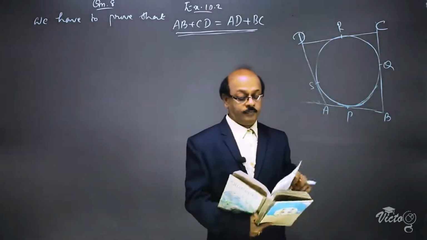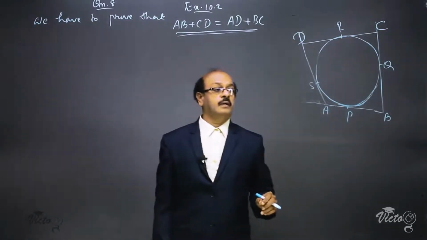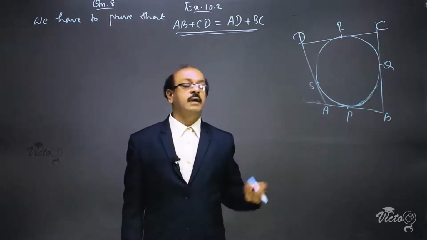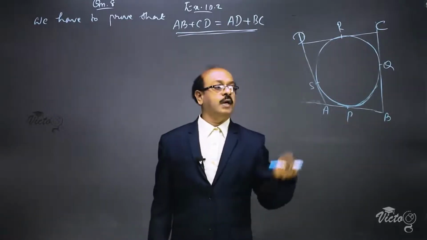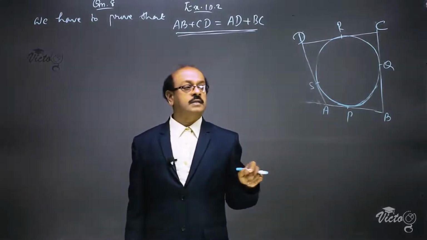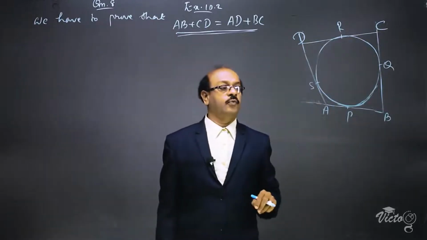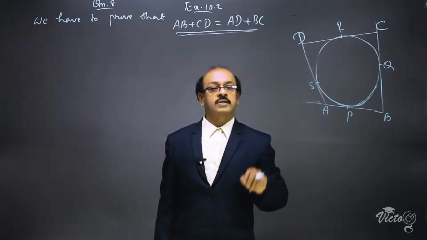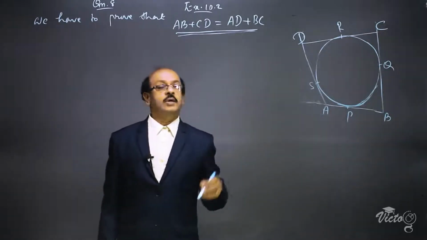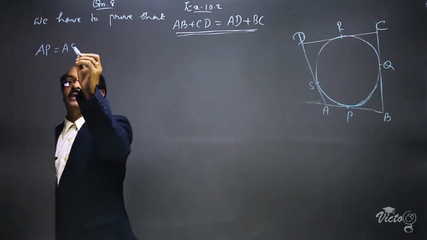For that, we are taking the property of tangents. Here, AP and AS are two tangents drawn from an external point A to the circle. Therefore, the length of AP and AS will be equal. First of all, we are writing AP is equal to AS.